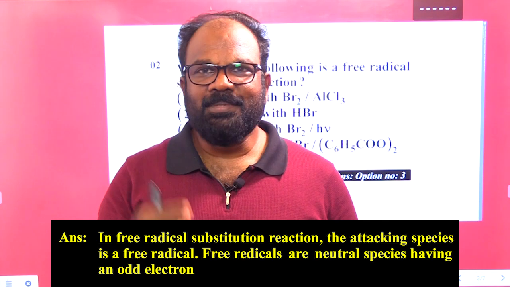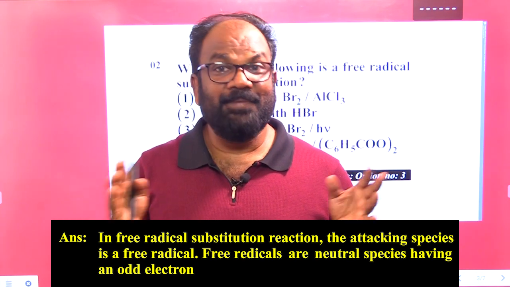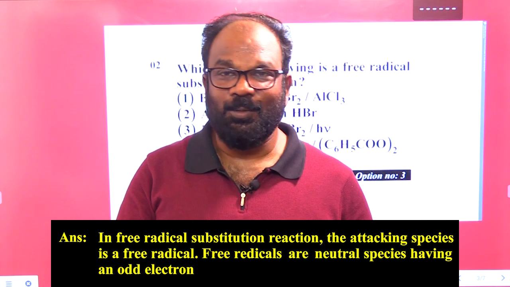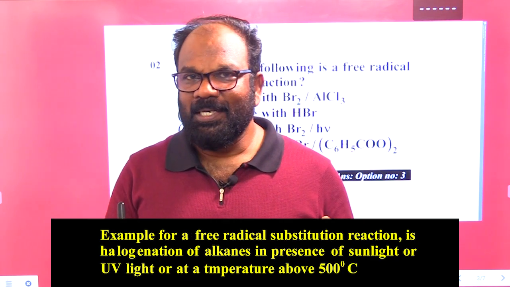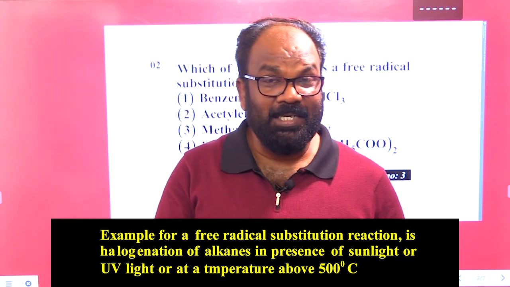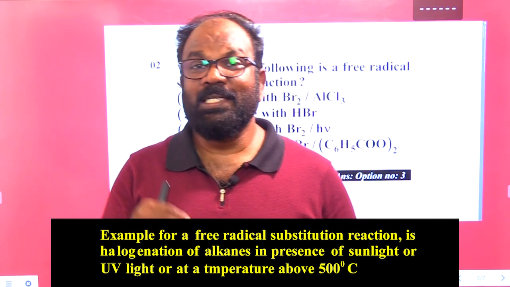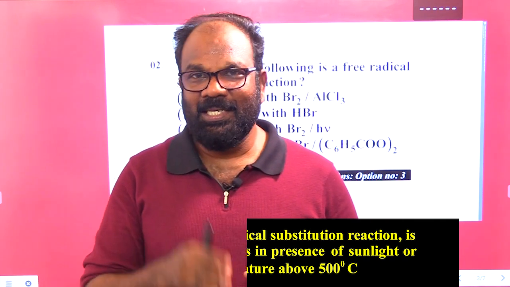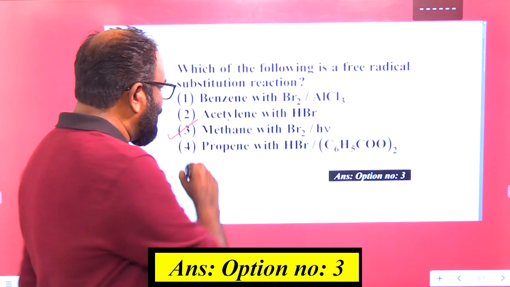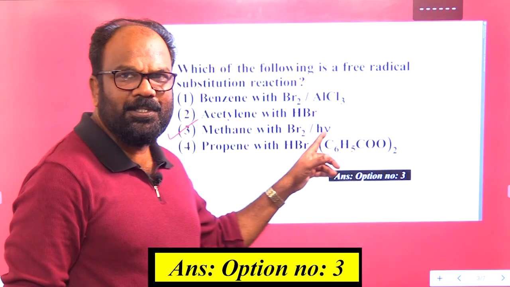In free radical substitution, the attacking species is a free radical. Free radicals are neutral species having an odd electron. An example for a free radical substitution reaction is halogenation of alkanes in presence of sunlight or UV light or at a temperature above 500 degrees centigrade. Therefore, here the answer is option number 3, that is bromination of methane in presence of light.